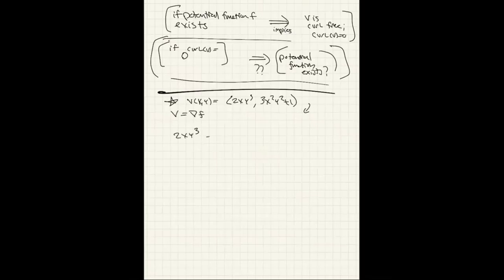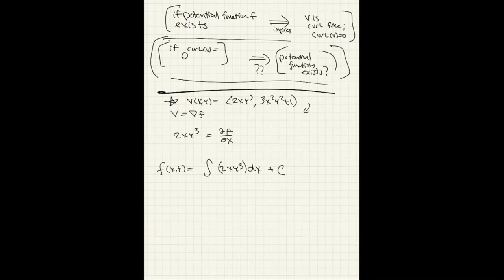2xy cubed would be partial f partial x for some mystery function f. So if that were the case, we could integrate both sides with respect to x. In this case, f of xy would be the integral of 2xy cubed dx, indefinite, so we need to add some constant.